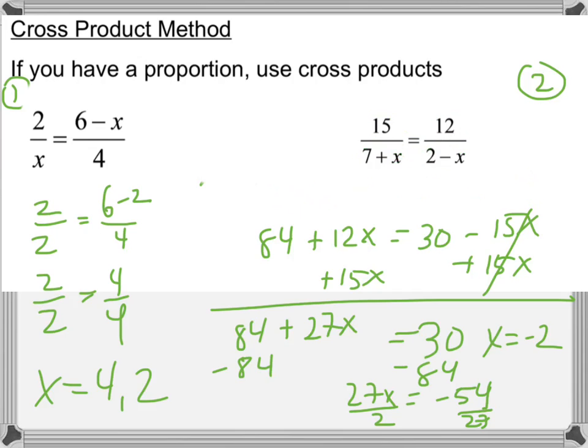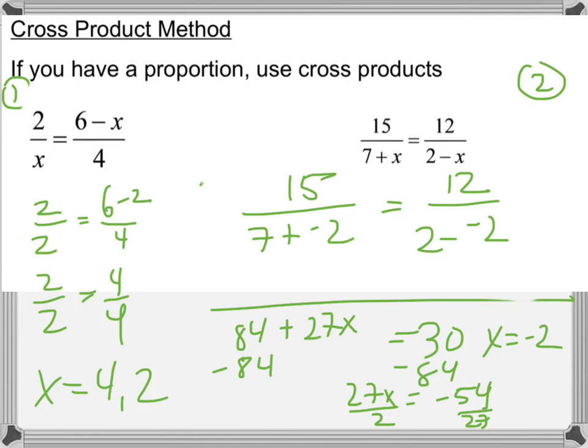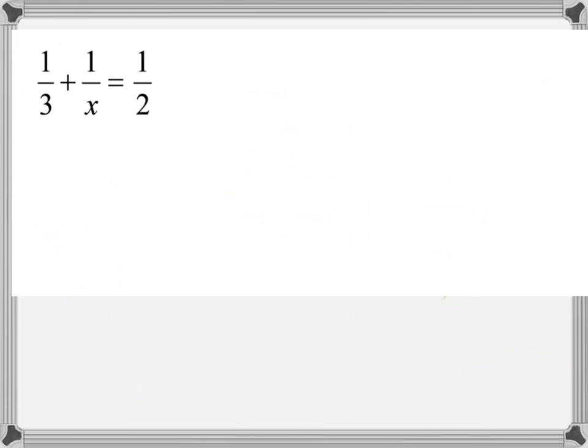Okay, let's go ahead and check that in our equation. Always important to check. So 15 over 7 plus negative 2 should be equal to 12 over 2 minus negative 2. Okay, so that's 15 over 5 should be equal to, now that's plus and plus, so 12 over 4. And 15 over 5 is 3, and 12 over 4 is also 3, so that checks out. So my answer there is x is equal to negative 2. Let's try some different ones.